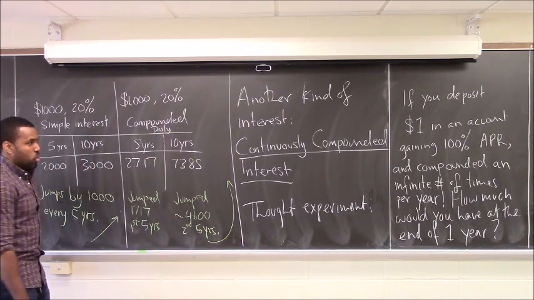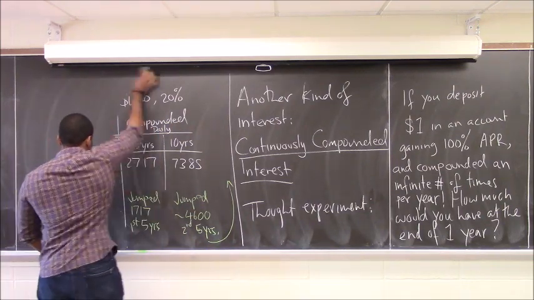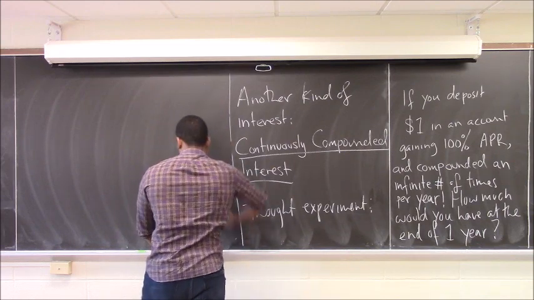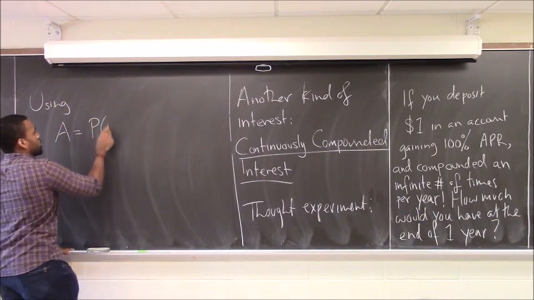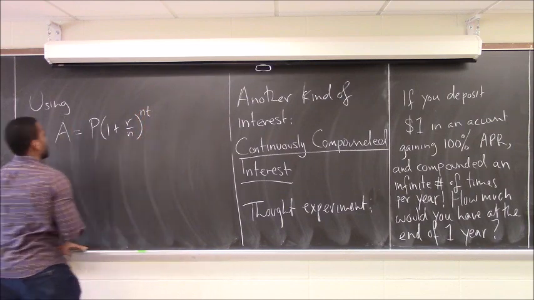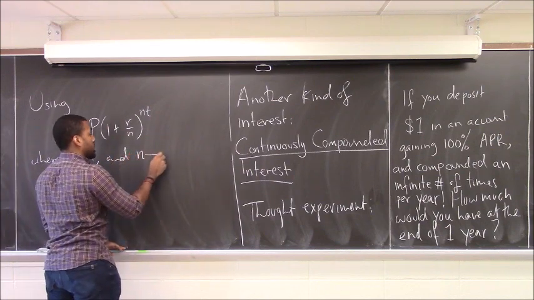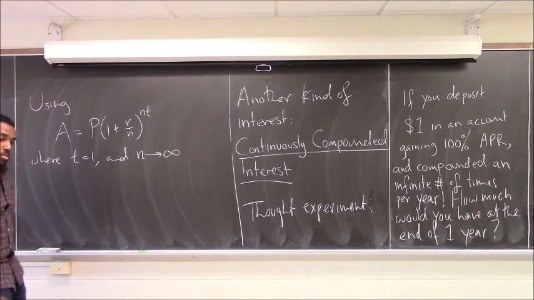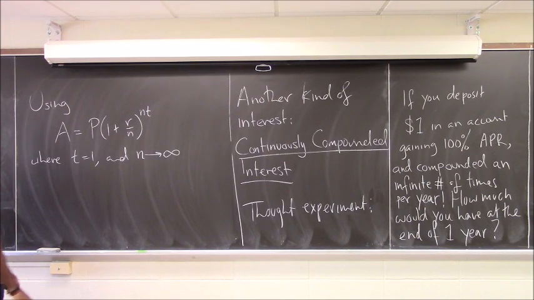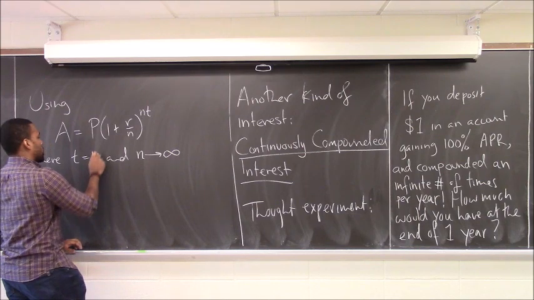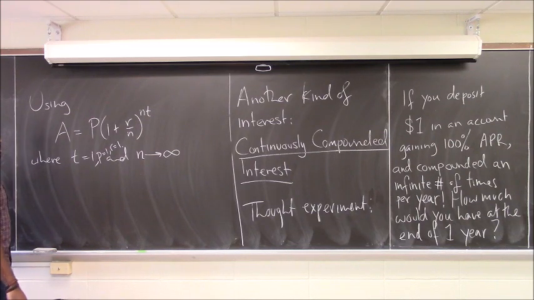This kind of idea, but we're really going all out here. In other words, we're using our compound interest formula, where t equals 1 and our n, we're letting it shoot off to infinity. So the power here is going off to infinity, right? And of course, p is $1 and r is 1, a 100% interest rate.